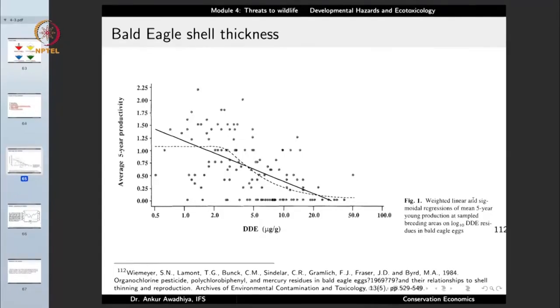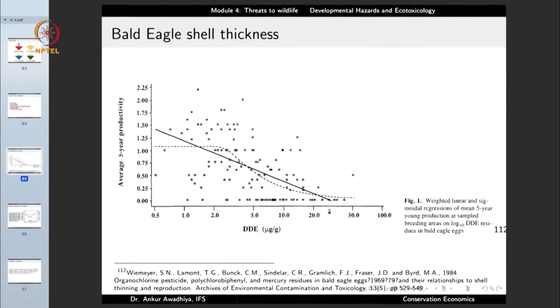Now, it was later found out that because of these residues, the eggshells that are formed are very thin. And they are so thin that when the bird sits on these eggs, the eggs break, which reduces the productivity of these birds. So this is a curve that is telling us that as the concentration of these residues increases, they start showing a more drastic impact than was shown when the concentrations were lesser.